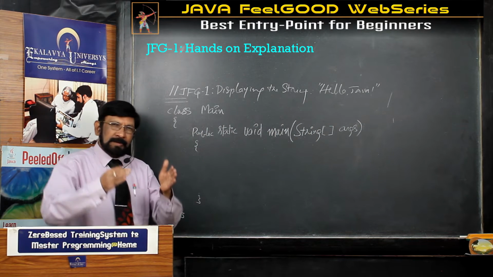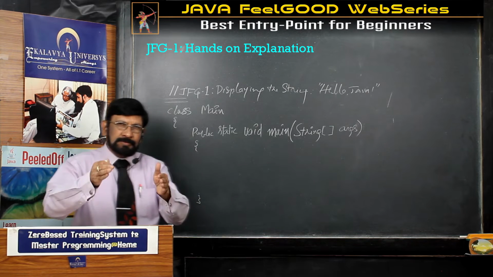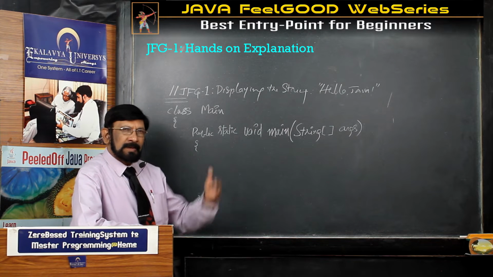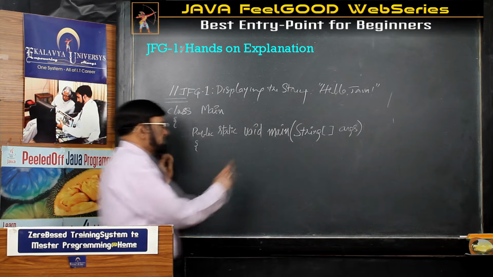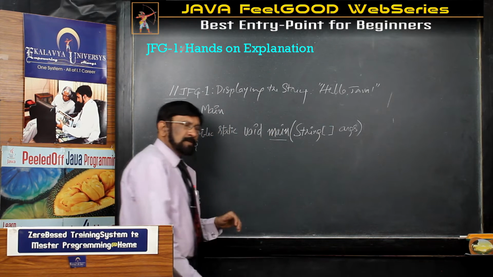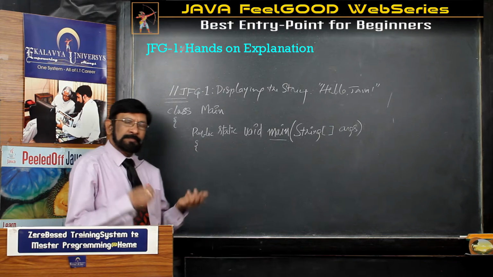Actually, program execution starts from the main method. That means it is the entry point for the execution. That point you have to understand about main. Actually, why should we make it public?